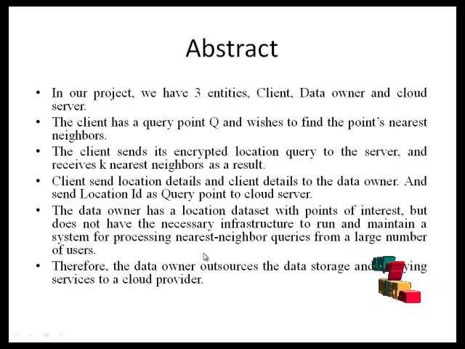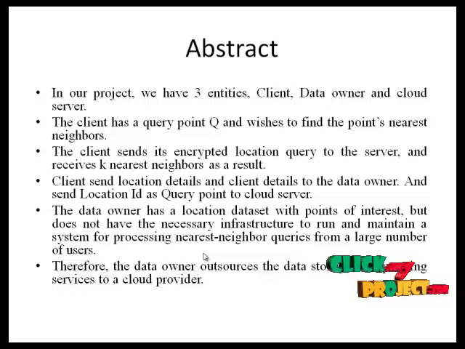Small abstract. In our project, we have three entities such as a client, data owner, and cloud server. The client has a query point, Q, and wishes to find the point's nearest neighbors. The client sends its encrypted location query to the server, and the server will return the K nearest points as a result. And the client sends location details and client details to the data owner in encrypted format, and sends the location ID as a query point to the server.